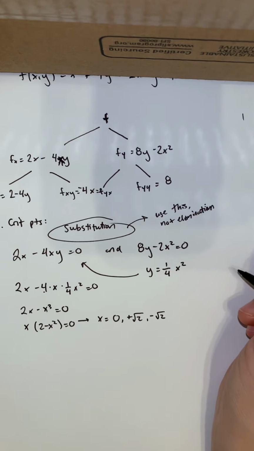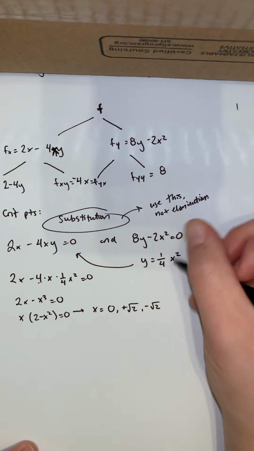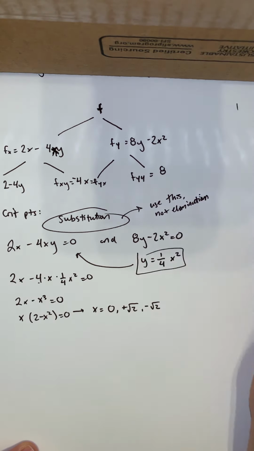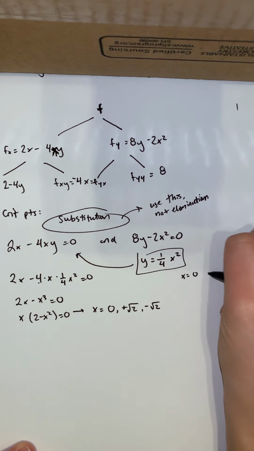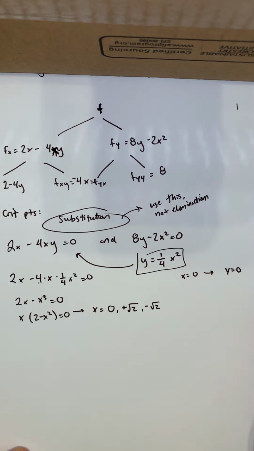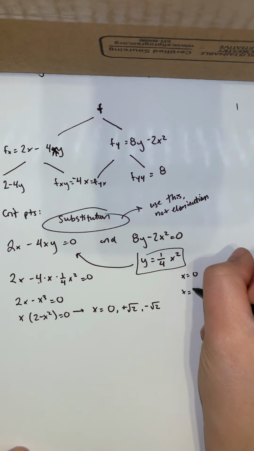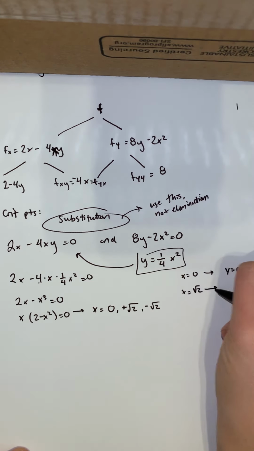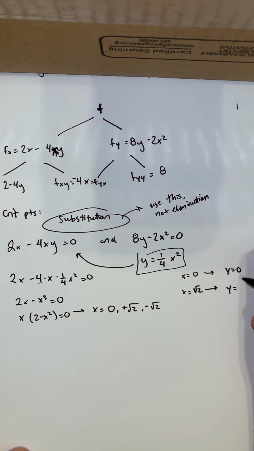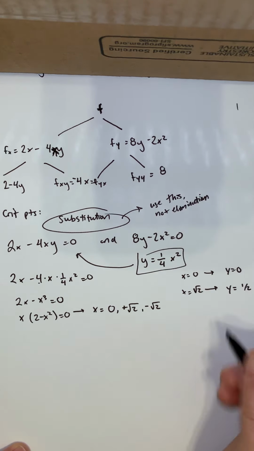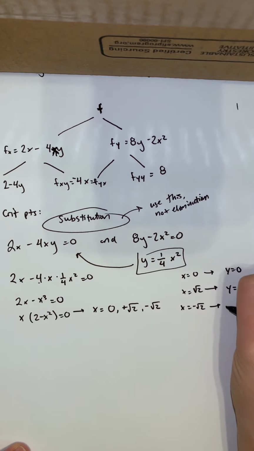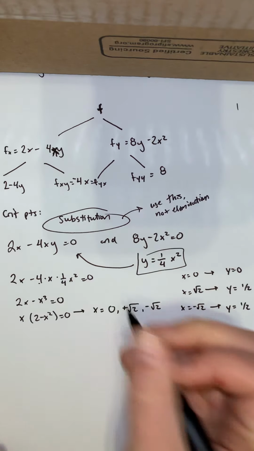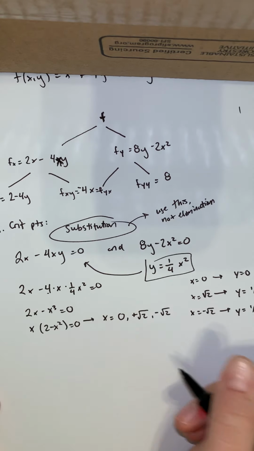Now I want to find out what this means about my variable y. So I know that y equals 1/4 x squared. So if x equals 0, y equals 0. If x equals positive root 2, y should equal 1/4 times root 2 squared, or 1/2. And if x equals negative root 2, again, y will equal 1/2. So I end up with 3 critical points.